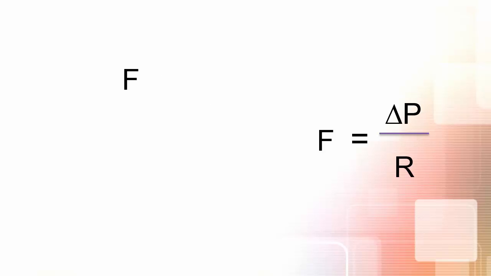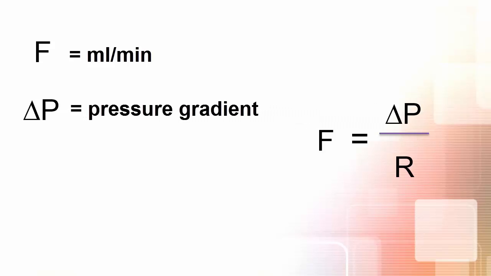We know that F is the rate of blood flow in milliliters per minute. Delta P is the pressure gradient from beginning point to end point. And R is any factor that causes resistance to the blood flow. Looking at this equation, we can see that there is a direct relationship between flow and the pressure gradient. So as the pressure gradient goes higher, flow increases. Whereas flow's relationship to resistance is indirect, meaning that if resistance increases, this will decrease flow.